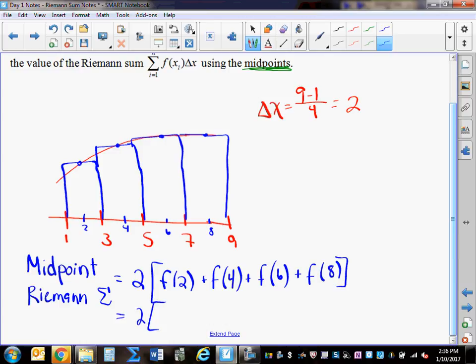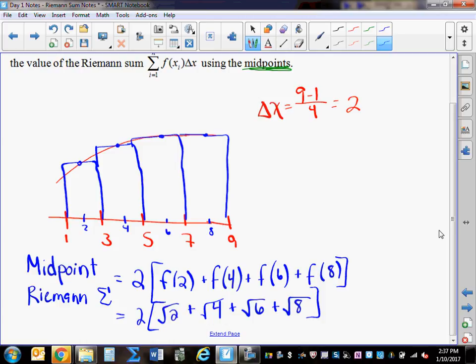All right. F of 2. We're dealing with square roots, so that's just square root of 2 plus square root of 4. I trust you know that's 2. Square root of 6 and square root of 8, which you could simplify as well. Otherwise, here you go. Great. Questions on that? Okay.